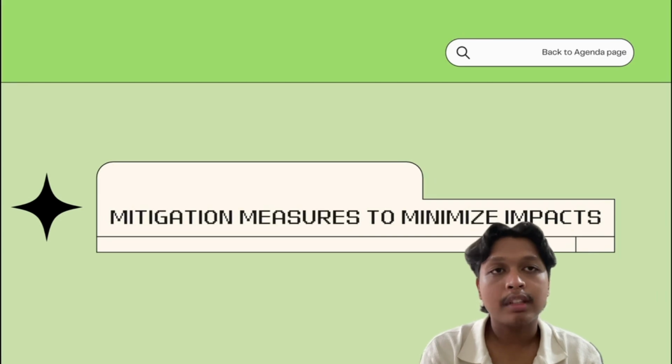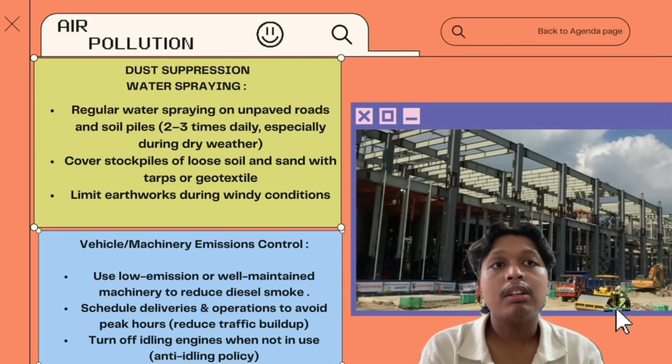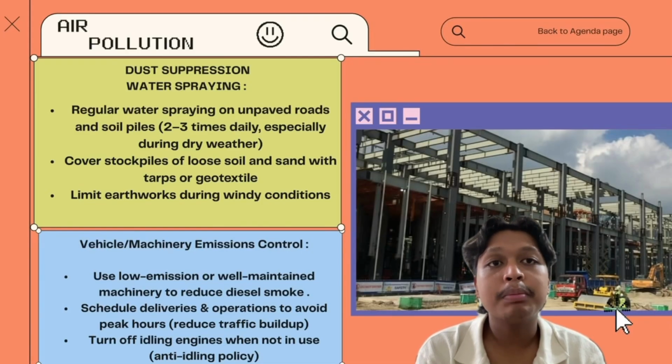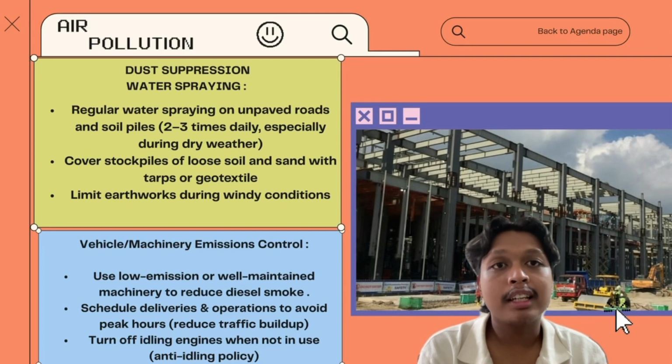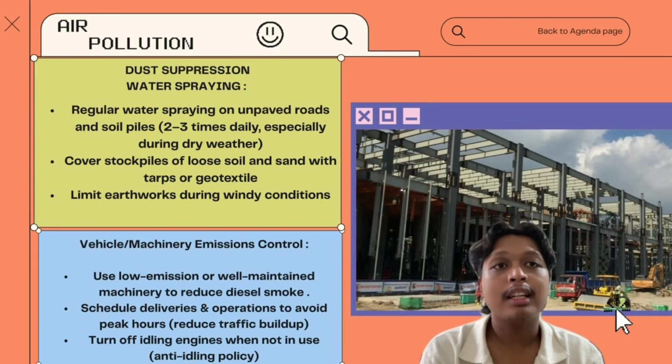My part will be explaining about several mitigation measures to control air pollution during construction. Construction sites release a lot of dust and harmful emissions, especially during earthworks and heavy vehicle movement. These pollutants can affect nearby communities and workers' health and also violate DOE regulations.